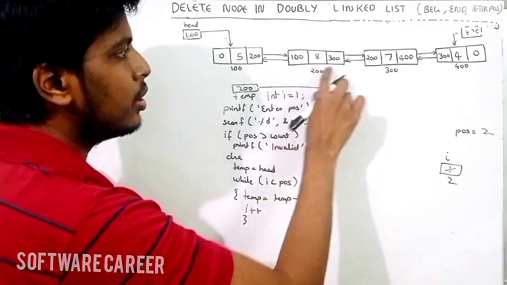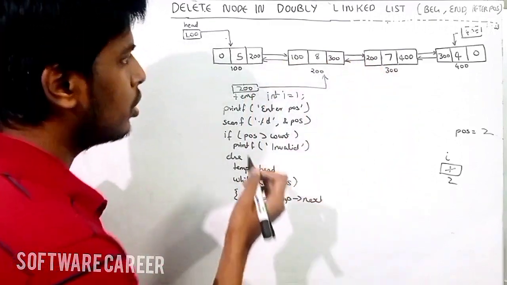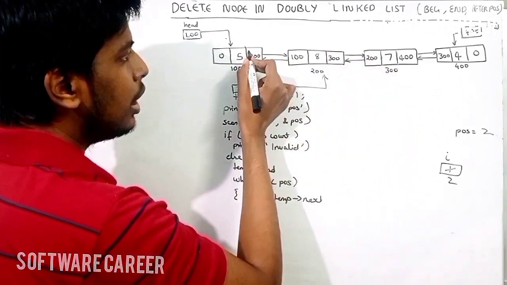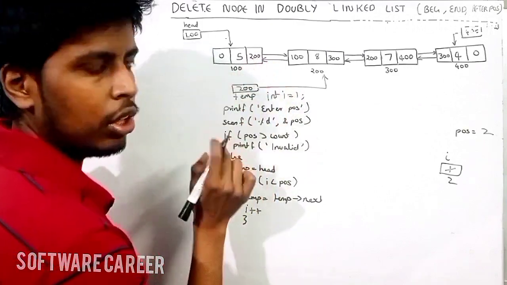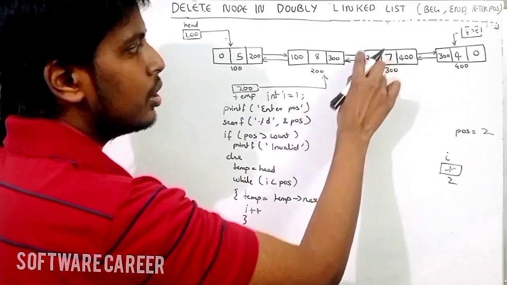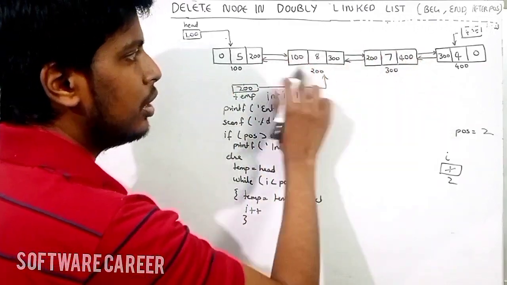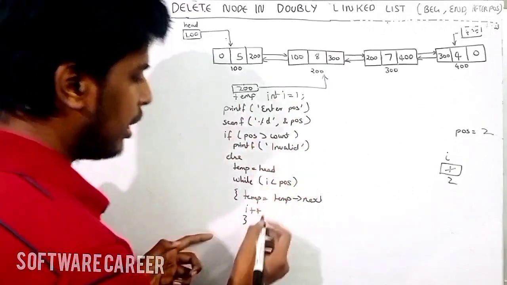Now you want to delete this node. How to delete? First you should remove this link. So first step is in the next pointer of the previous node, this node, you should store the address of this node, because the next node of 100 is 300 if you delete this node. So see here, I am writing the statement.